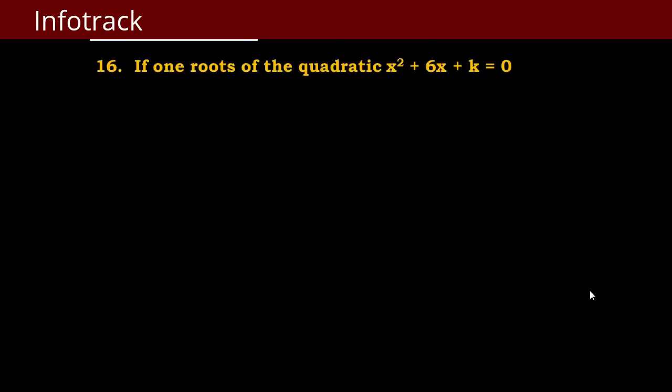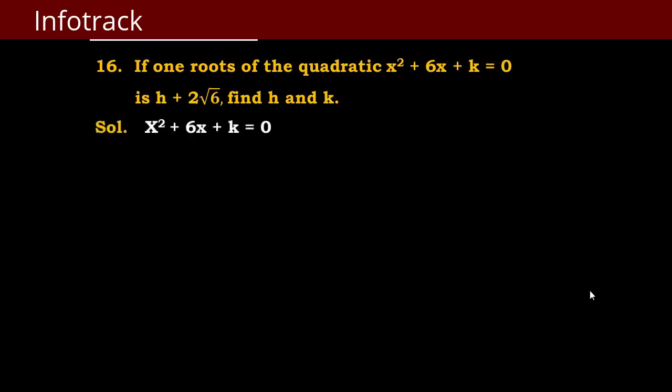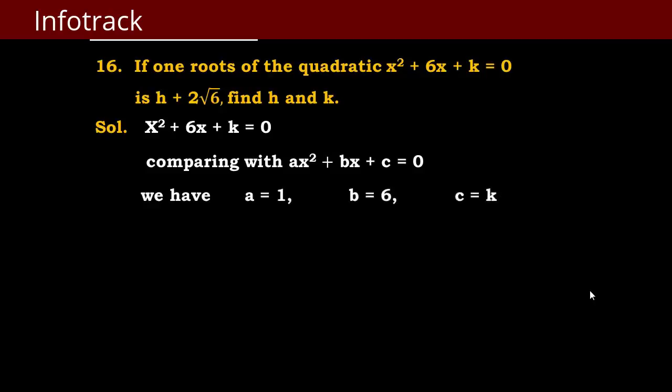If one root of the quadratic equation x square plus 6x plus k is equal to 0 is h plus 2 root 6, find h and k. See, you have to find both h as well as k. So student, first we have to write the given quadratic equation, that is x square plus 6x plus k is equal to 0. So comparing with x square plus bx plus c is equal to 0, we get a is equal to 1, b is equal to 6 and c is equal to k.